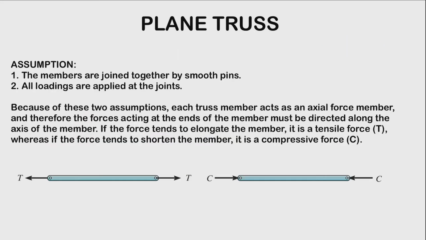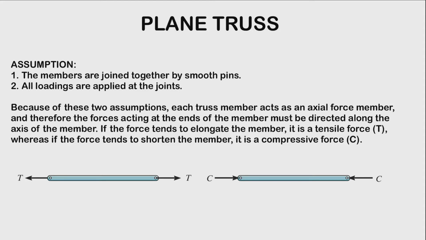Alright, so let's proceed to the assumptions that we need to make in order for us to determine the forces developed in each member when the truss is subjected to a given loading. So the first assumption is that the members are joined together by smooth pins. And the second assumption is that all the loadings are applied at the joints. Now because of these two assumptions, each truss member acts as an axial force member, and therefore the forces acting at the ends of the member must be directed along the axis of the member. If the force tends to elongate the member, it is a tensile force, whereas if the force tends to shorten the member, it is a compressive force.